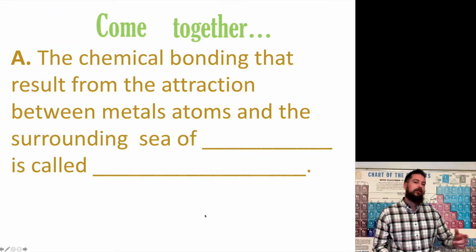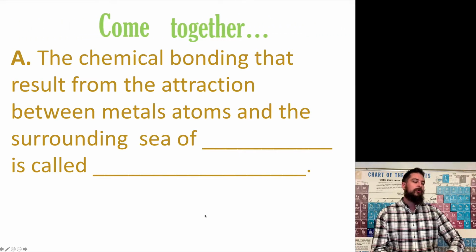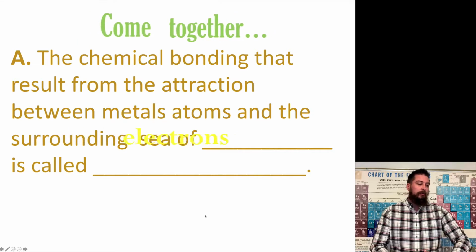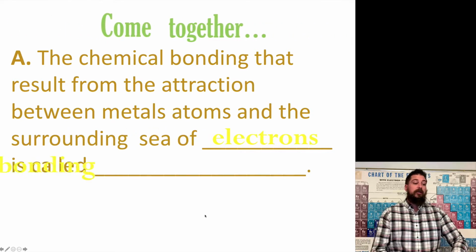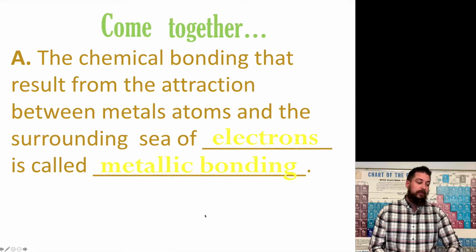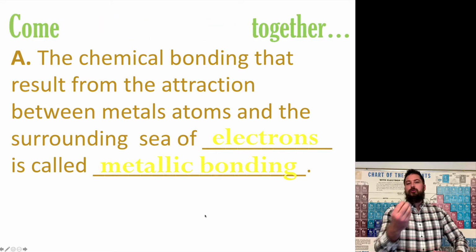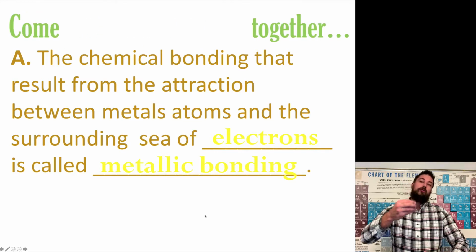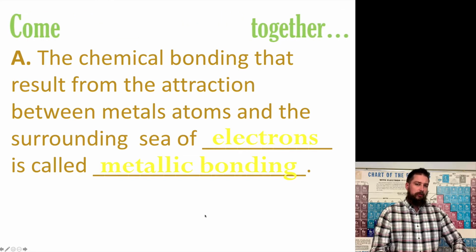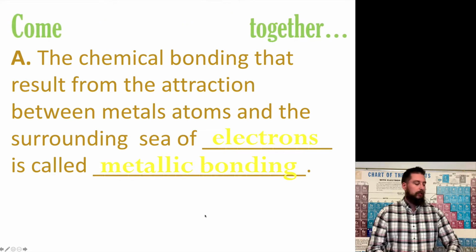We have not actually talked about metallic bonds too much this year, so this is going to be a little bit of new information. The chemical bonding that results from the attraction between metal atoms and the surrounding sea of electrons is called metallic bonding. Ionic bonds transfer electrons, covalent bonds share electrons. And the way that we describe electrons for metallic bonding is we say it's a sea of electrons. We're going to talk about that as we go here.